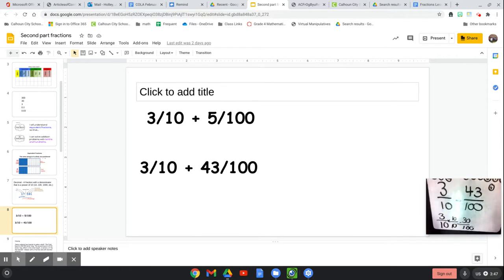Now I'm not done. I have to add it all up. So 30 hundredths plus 43 hundredths, 73 hundredths. So you're close to $1, but you're not there yet. And I could check by saying, okay, 10, 20, 30, 40, 50, 60, 70, 1, 2, 3.